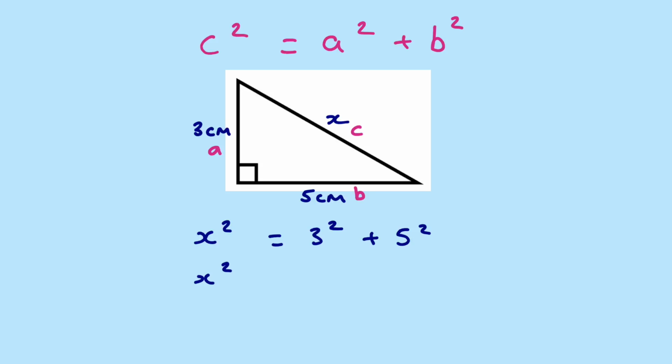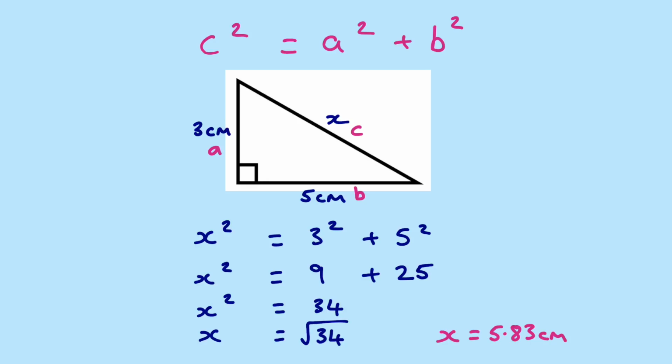which gives us x squared is 9 plus 25. Adding them together gives us 34. So x is the square root of 34. Putting that into the calculator, that gives us an answer of 5.83 centimetres to 3 significant figures.